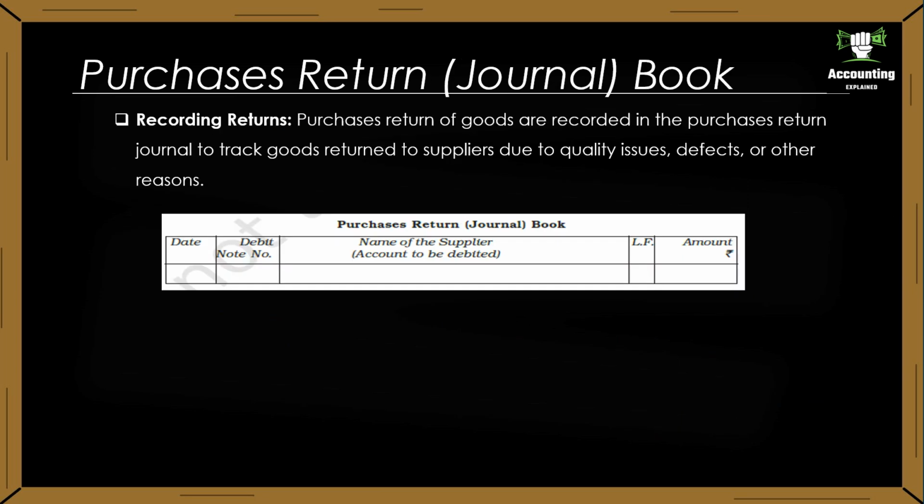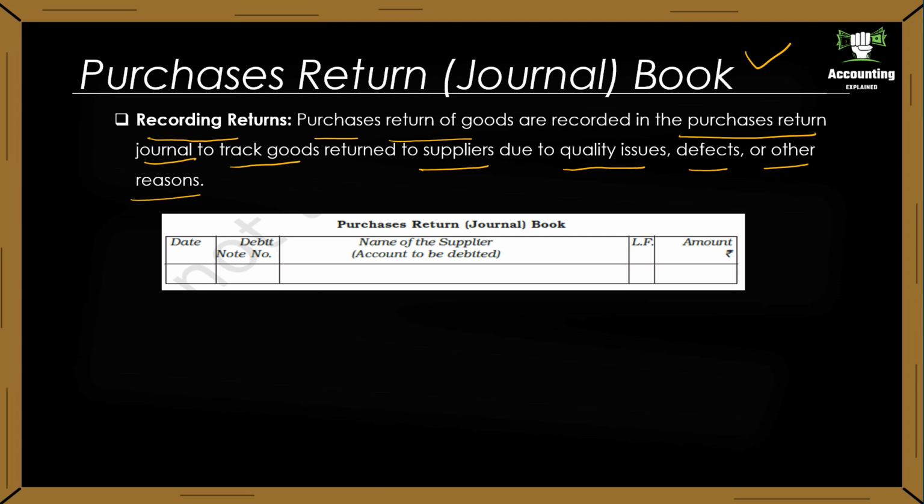Similar to the purchases journal book, we are going to maintain a book called the Purchases Return Journal Book. This book is used for recording returns. Purchases returns of goods are recorded in the Purchases Return Journal, to track goods returned to the suppliers. We might return goods to the suppliers due to quality issues, defects in the goods, or any other reasons.